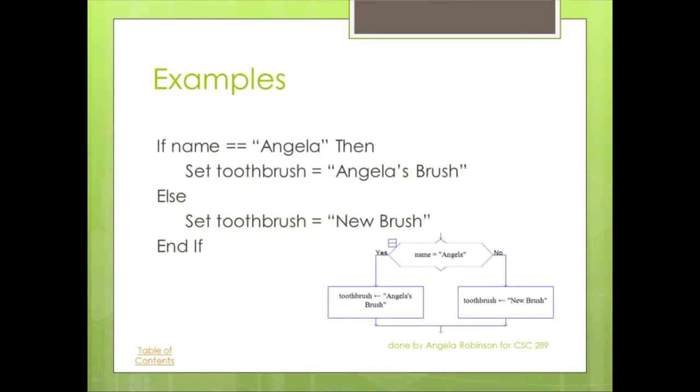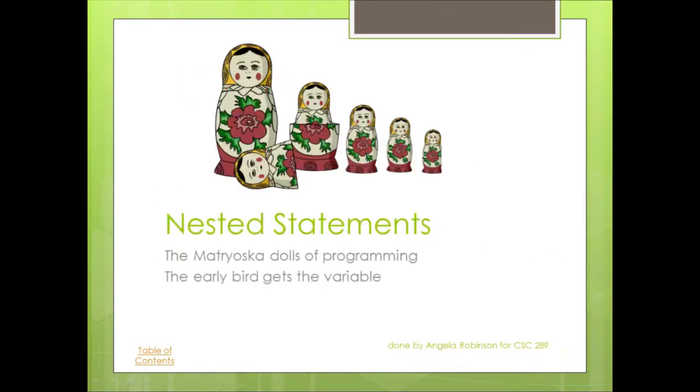Let's go back to the finding the toothbrush example. Just like before, if the user put in Angela for the name, then the variable toothbrush becomes Angela's brush. However, if the user did not put in Angela, the toothbrush becomes new brush. I've also updated the Raptor flowchart to show the new brush assignment to the variable toothbrush. Before we go on to the third decision statement, I want to talk to you about nested statements.